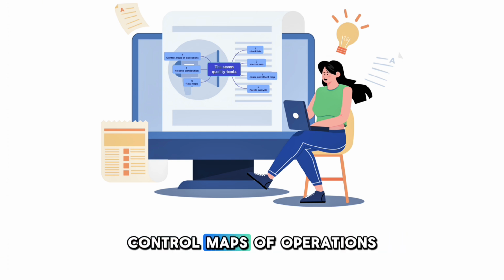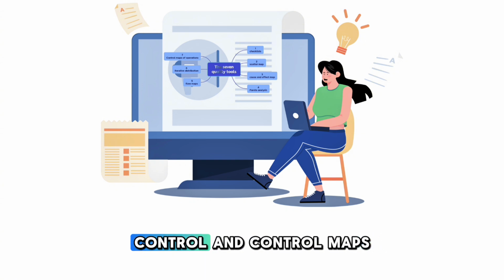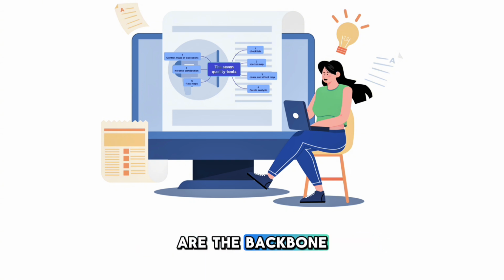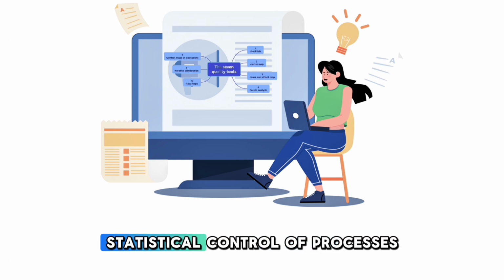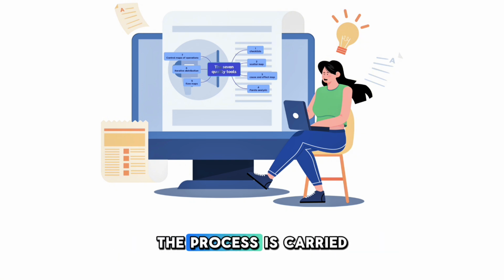7. Control maps of operations. Process control maps, or control charts, are the backbone and the basis for statistical control of processes, through which a continuous statistical analysis of changes in the process is carried out in order to monitor and control the quality of the product or service and improve the performance of the process.